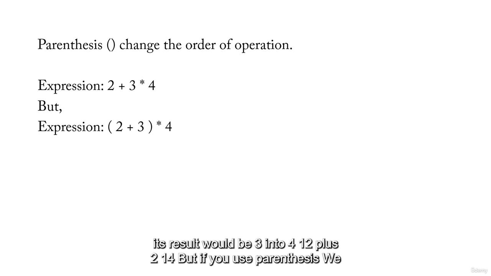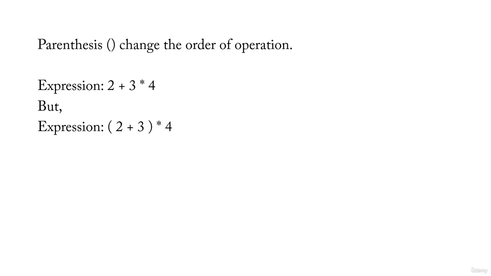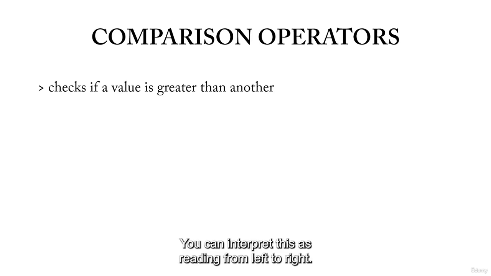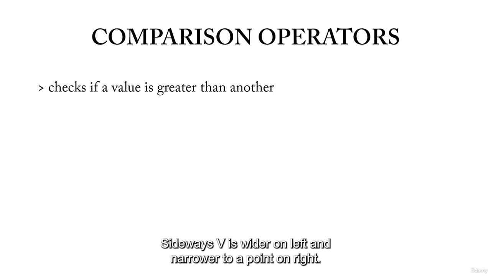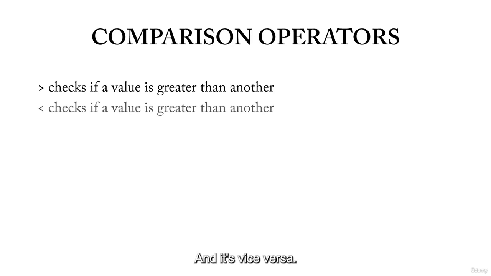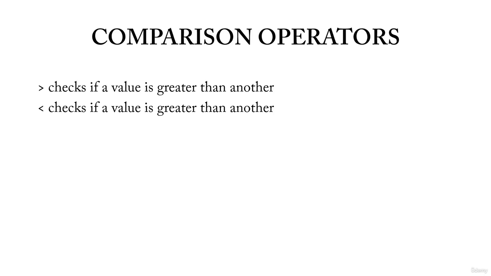But if we use parentheses, we will first add 2 plus 3, which is 5, multiplied by 4 and comes out to be 20. Comparison operators. You can interpret this as reading from left to right. Sideways V is wider on left and narrower to a point on right. So, a value on left would be greater than right. And it's vice versa. It checks whether a value on right would be greater than the value on left.